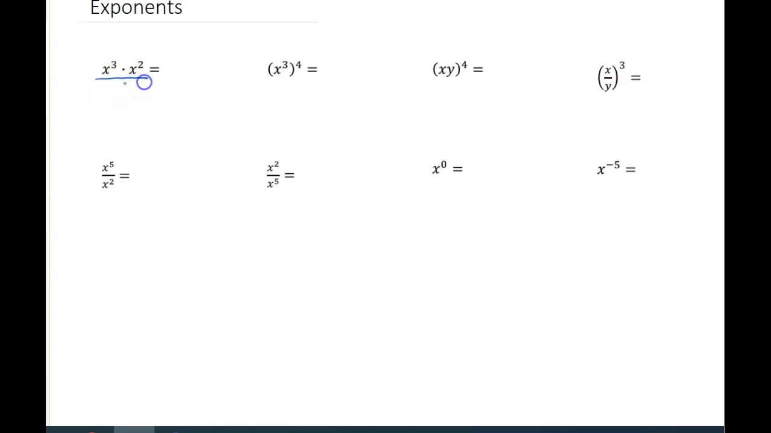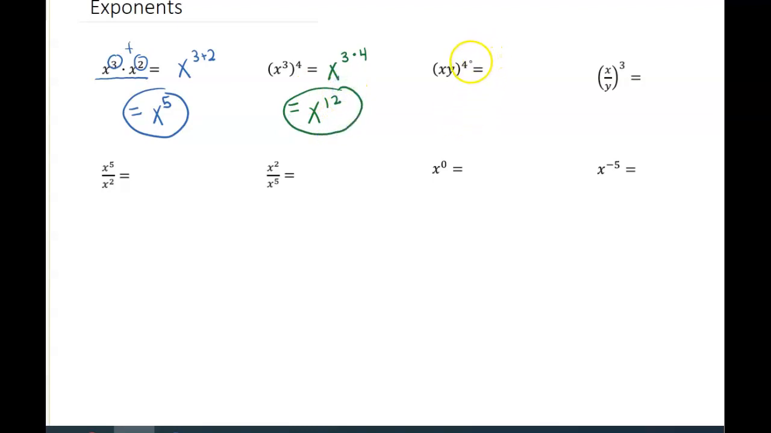Anytime you have a variable to an exponent times that same variable to an exponent, you will add these exponents. So this would just be x to the 3 plus 2, which is just x to the 5th. So x cubed times x squared is just x to the 5th. All right, now if you have them in parentheses, so you have an exponent to another exponent, here's when you would multiply them. So x to the 3rd, to the 4th, is just x to the 12th.